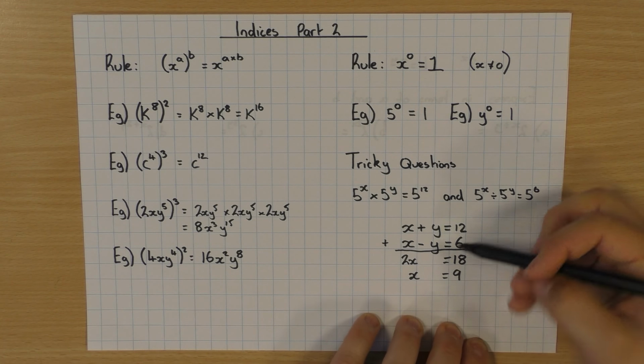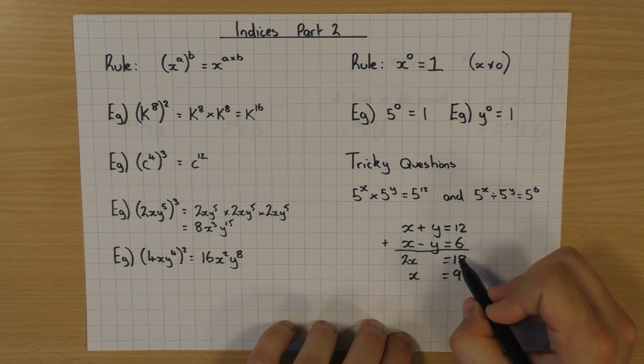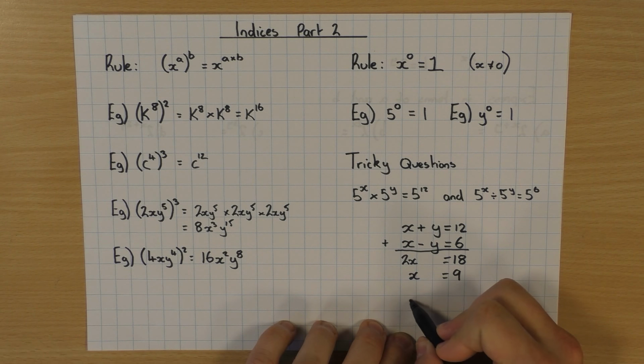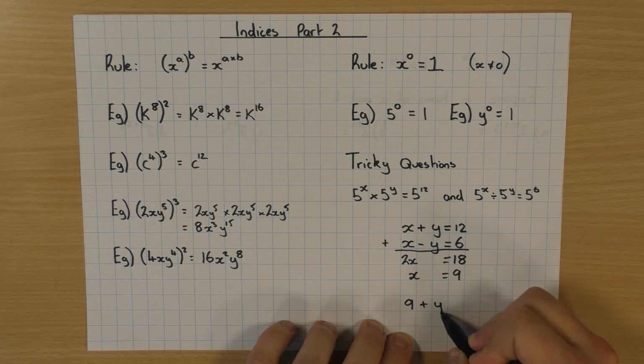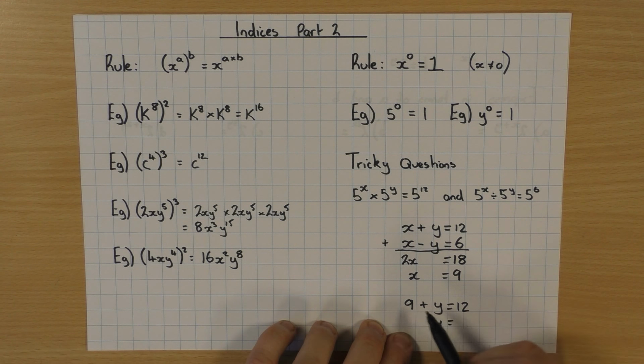As soon as you know x is 9, you can put it into one of these two equations. I'm going to put it into the top one because it's nice and easy. So if x is 9, I'm going to have 9 plus y equals 12. And again, you can rearrange it if you want to, but hopefully 9 plus something is 12. You should notice that y is 3.